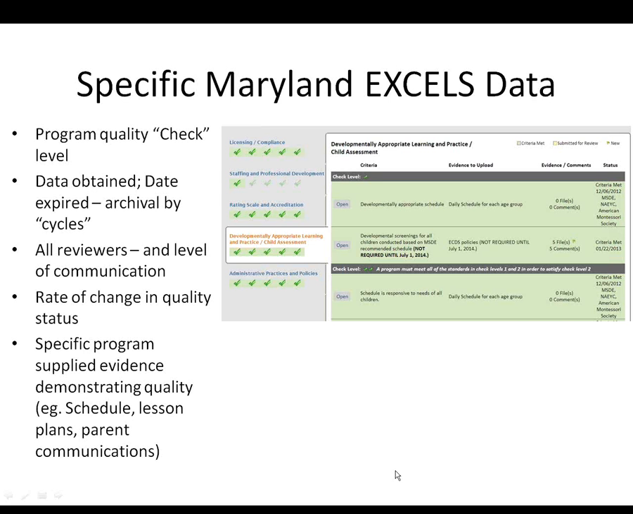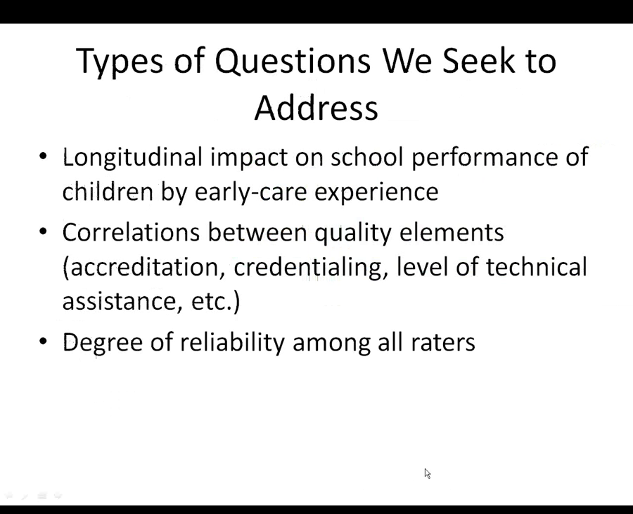On our next slide, you'll see that there are some specific questions that we're seeking to address with this structure. In Maryland, we've had a K-12 longitudinal data system that Johns Hopkins had been a part of establishing years ago, and we are seeking now to combine the early childhood data with that through a single interface as part of the bigger Race to the Top. And we'll be able to look at the longitudinal impact on school performance by an early care experience. We're particularly interested in seeing any correlations between quality elements.